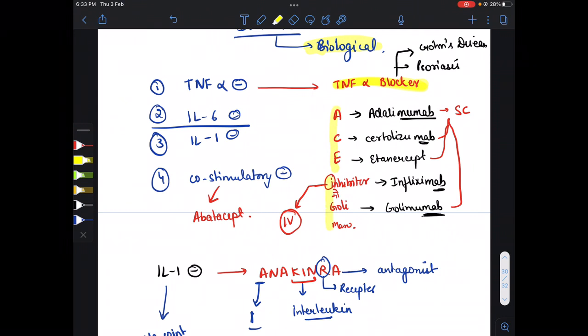A stands for adalimumab, certolizumab, etanercept, infliximab, and golimumab. All were given by subcutaneous route except infliximab, which is given by intravenous route, and we can remember it: I stands for intravenous route.